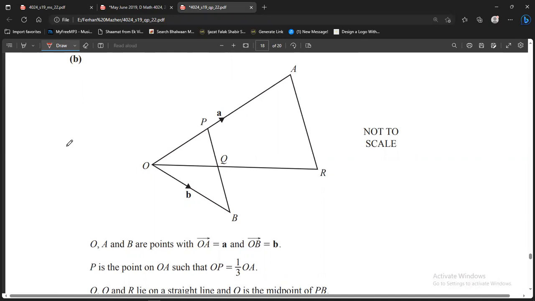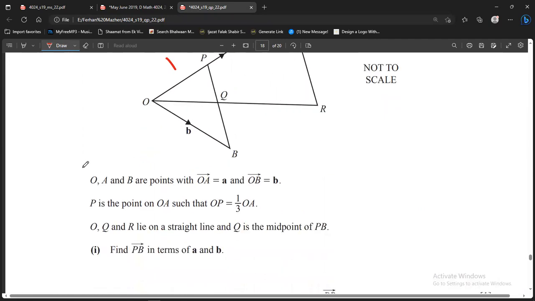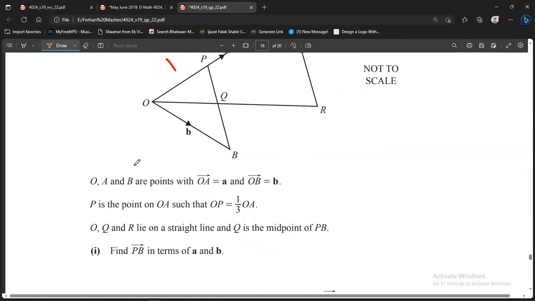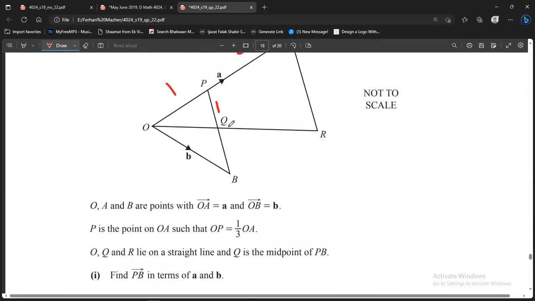He says P is the point on OA such that OP is equal to 1 by 3 of the OA. So if this is 1, this is 2, and the whole thing is 3. O, Q, and R lie on a straight line, and Q is the midpoint of the PB. So if this is 1, this is also 1.